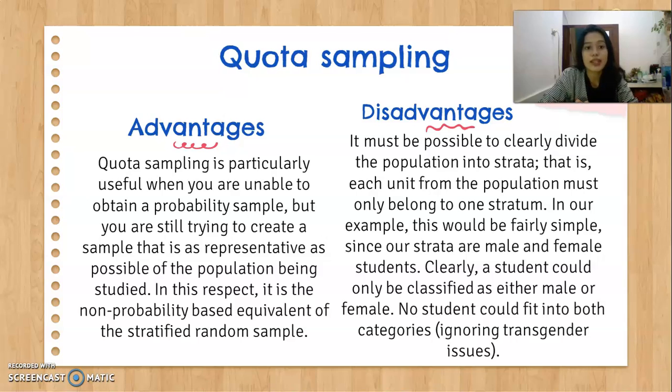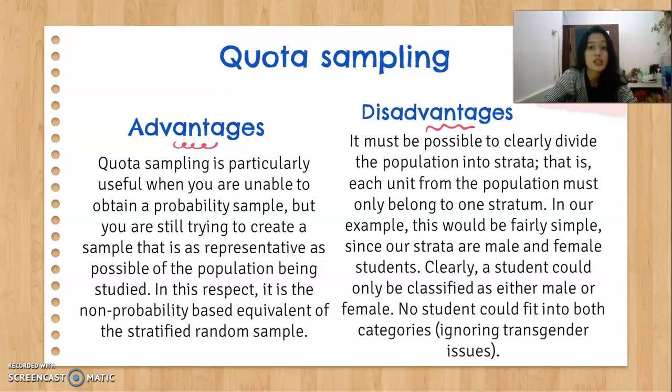And quota sampling has advantages and disadvantages. An advantage of quota sampling is that it is particularly useful when you are unable to obtain a probability sample, but you are still trying to create a sample that is as representative as possible of the population being studied. In this respect, it is the non-probability-based equivalent of the stratified random sample.